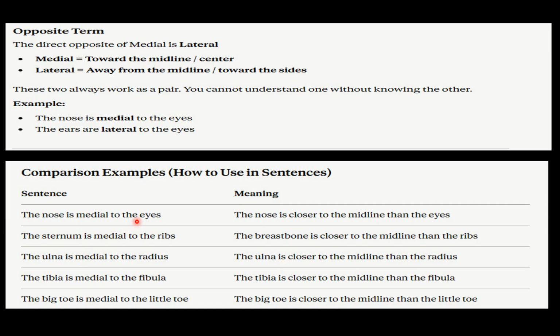Now let's see some examples. These examples will give you more idea. The nose is medial to the eyes, which means the nose is closer to the midline than the eyes. The sternum is medial to the ribs. The ulna is medial to the radius. The tibia is medial to the fibula. The big toe is medial to the little toe. So what is the one common thing in all these sentences? Medial, which means toward the midline of the body. Clear?